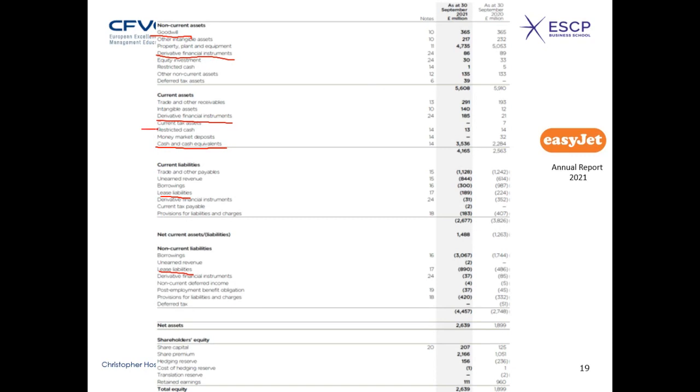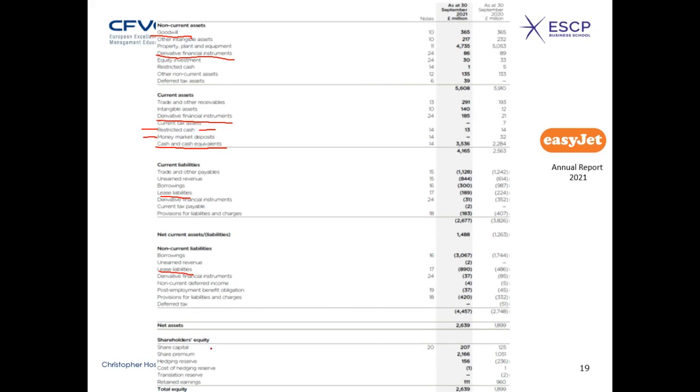So they have restricted cash, money market deposits. That's something that Air France does not have. Restricted cash usually are deposits also when you have a rental contract or a lease contract. Actually, you need to make a safety deposit for the future rent, for example.